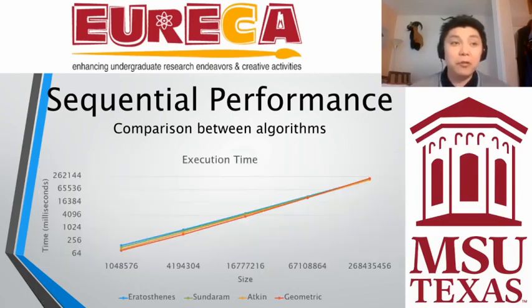When I graph them, it will look like this. This is a logarithmic scale, and there's only a very slight difference. So the geometric algorithm is running faster than other algorithms but it's getting slightly above other algorithms at larger problem sizes.